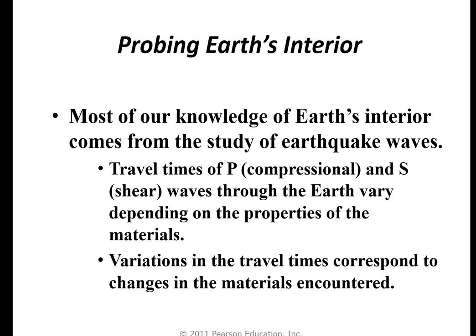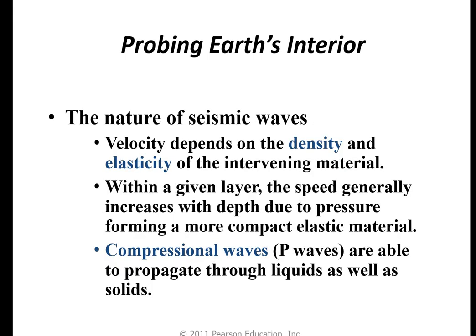The travel times of P, the compressional waves, and the S, shear waves, through the Earth vary depending on the properties of the materials, if it's a fluid, if it's a solid, if it's a plastic. The variations in the travel times correspond to changes in the materials encountered. So, the velocity of seismic waves depends on the density and elasticity of the intervening material. Within a given layer, the speed generally increases with depth due to pressure forming a more compact material.